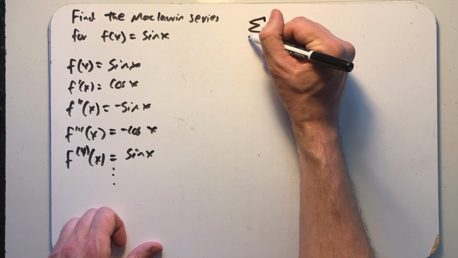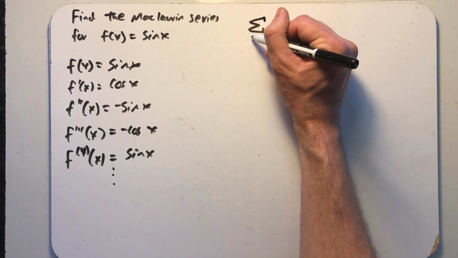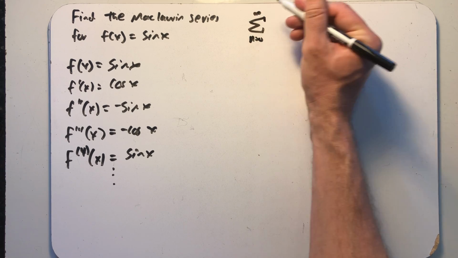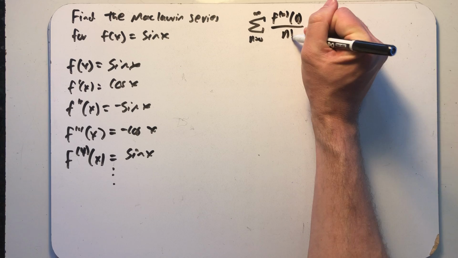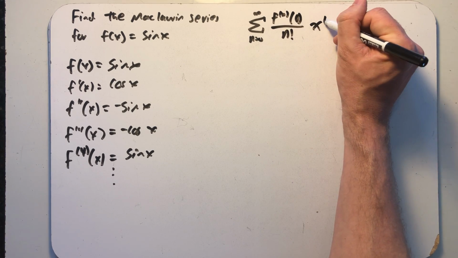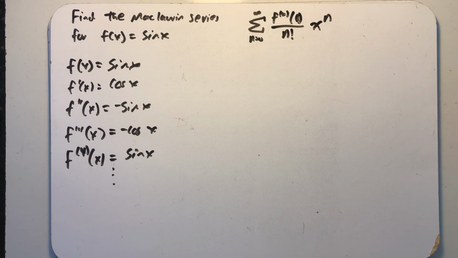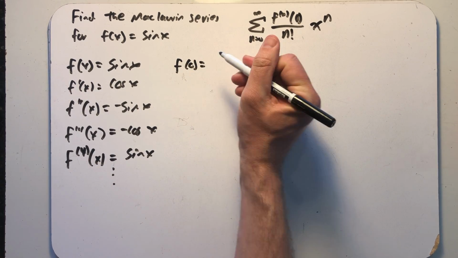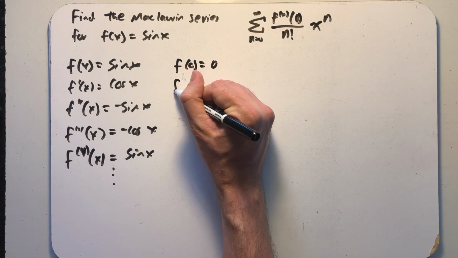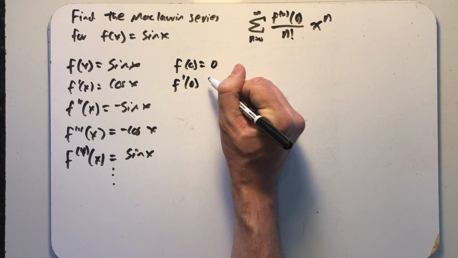So I'm going to think about my Maclaurin series, right? I take the nth derivative, I plug in a 0, I divide by n factorial, those are my coefficients, times x to the n power. All right, so this shouldn't be too bad. I need to evaluate all my derivatives at 0. And it won't take me too long to figure out what's happening.